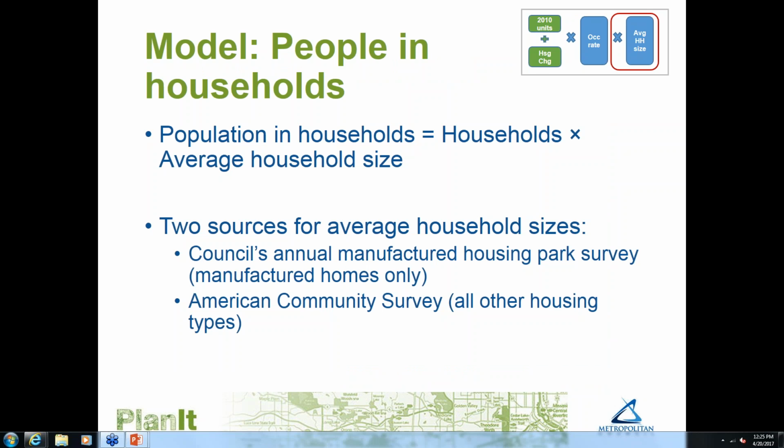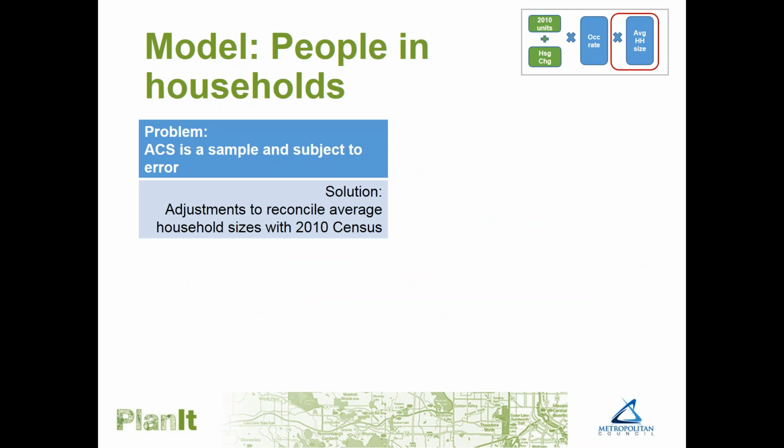And finally, the third step is to move from households to people living in households. We do this by multiplying households by the average household size. Data for this comes from the Manufactured Housing Park Survey and the American Community Survey, just like with occupancy rates. And also as with occupancy rates, the ACS data do have that advantage of being specific to each community and housing type, but they also have shortcomings that we try to compensate for. And that first one we've seen before. Sampling error can be a consideration, so we adjust them to reconcile them with the 2010 census.